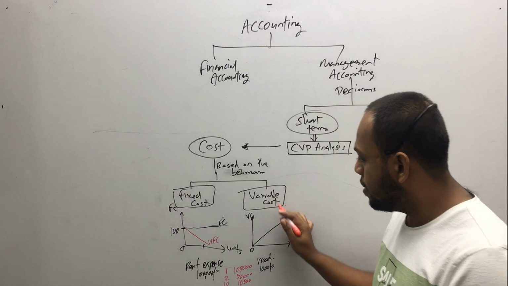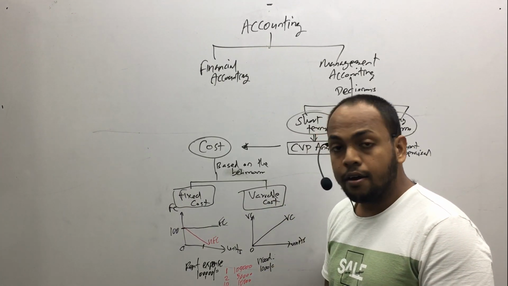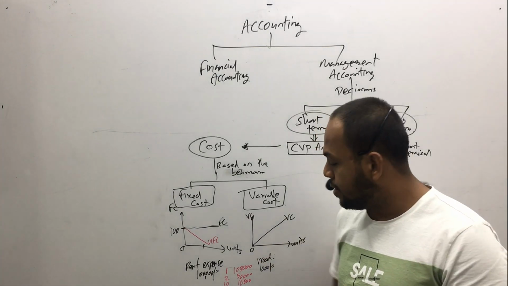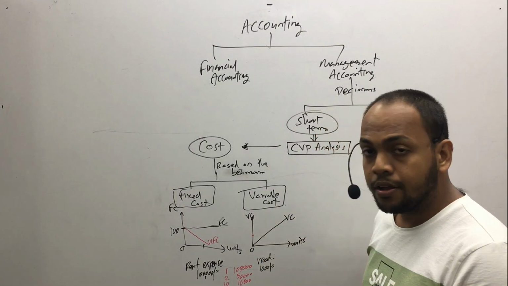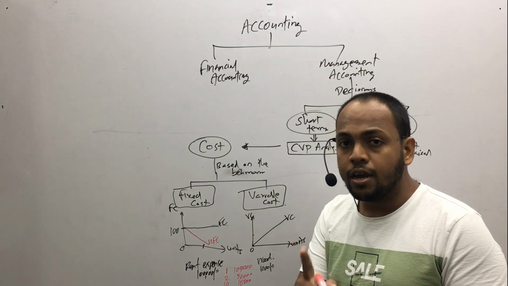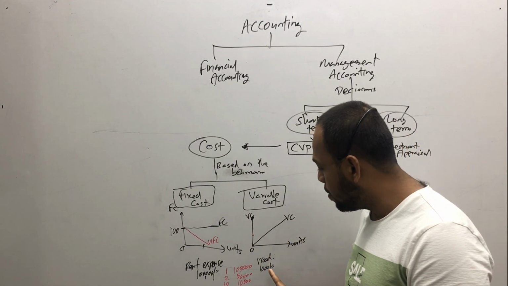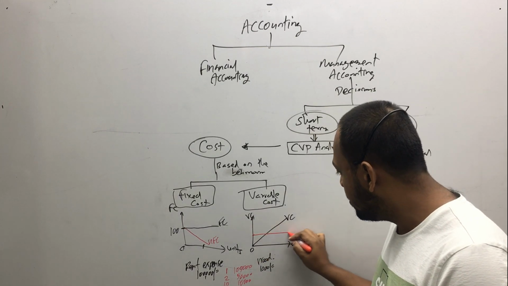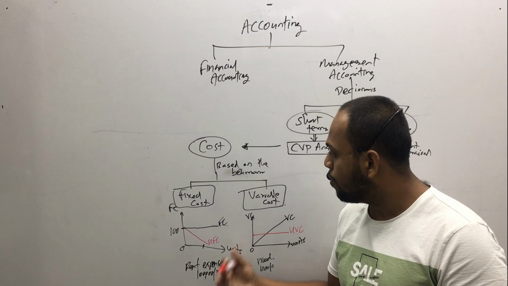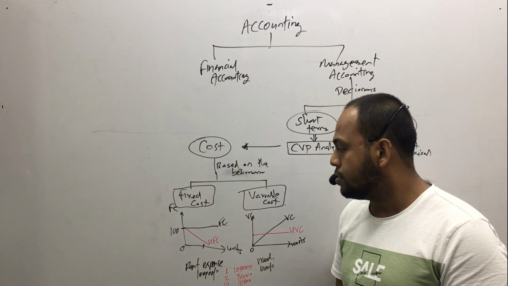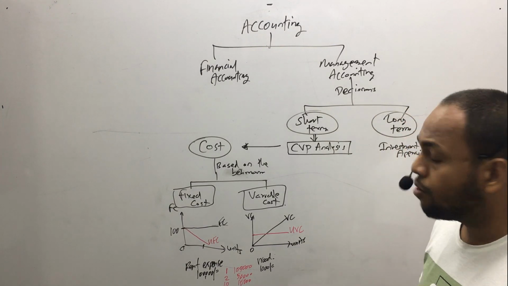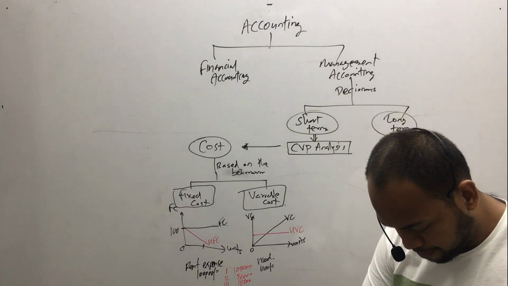Then if you are drawing the unit variable cost, per unit it's 1,000. If you are producing 2 units, unit variable cost doesn't change. Unit variable cost is 1,000. So this is the unit variable cost. Now you know what is meant by fixed cost and what is variable cost. So I want you all to draw this.